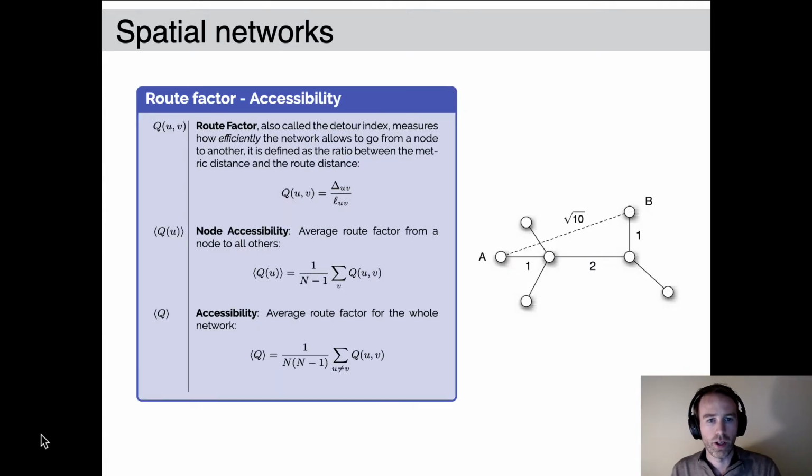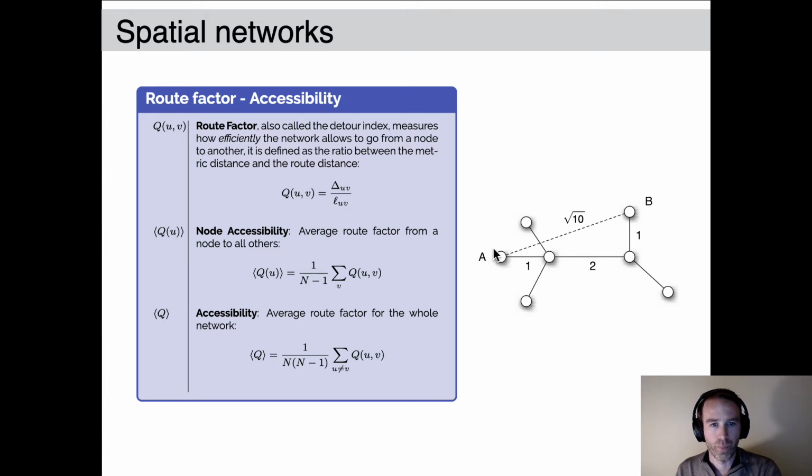So from these three basic notions, we can introduce measurements of the network, which are the root factor, node accessibility, and global accessibility. Starting with the root factor, this is a measure of how directly you can reach a node from another one. The root factor, also called the detour index, is defined for a pair of nodes: how directly you can reach B from A.